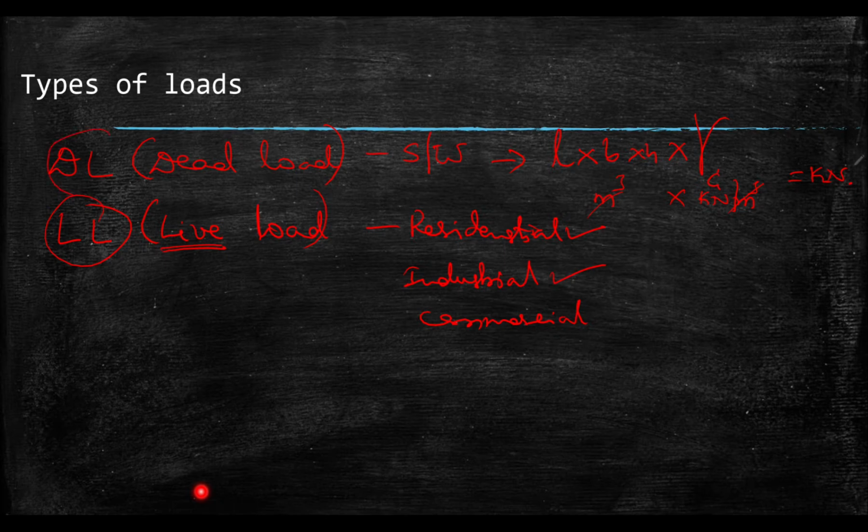And dead load is the self weight of the structure itself. Suppose if you take a beam, the weight of the beam itself is a self weight. The weight of the beam will not change throughout the lifespan of the structure. That's why it is called as dead load.